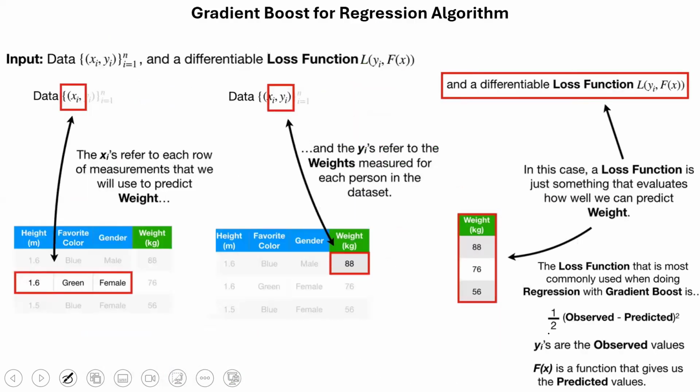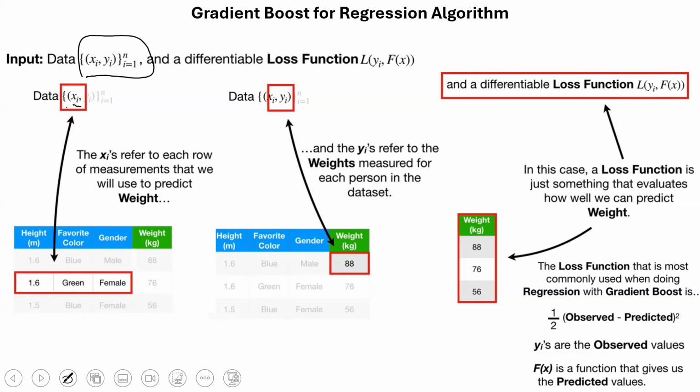The next thing is the mathematical representation of the gradient boost for regression algorithm. It is quite simple. This is just a mathematical representation of what we have learned so far. The input for this gradient boost algorithm is data, which is xi, yi, from i equal to 1 to n.